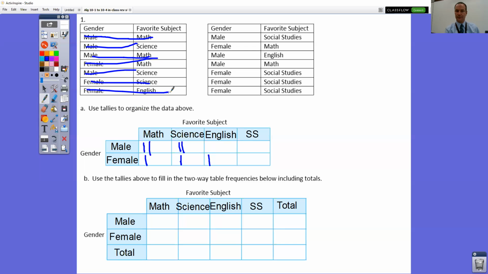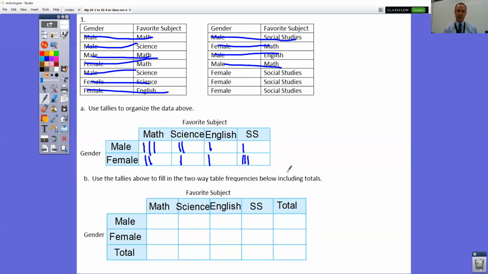Female English, male social studies, and this is favorite classes, by the way. Female and math, male and English, male and math, female social studies. There's 3 at the end. So that's what you're going to have to do with tallies.